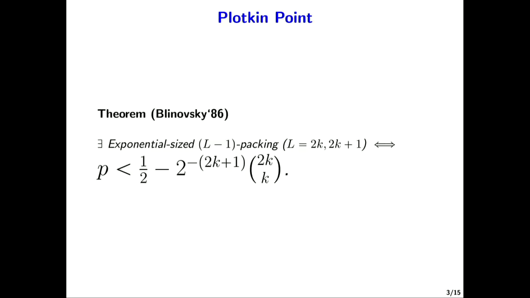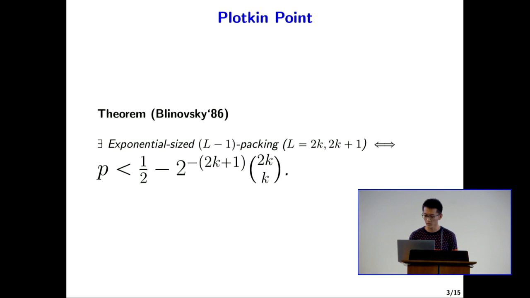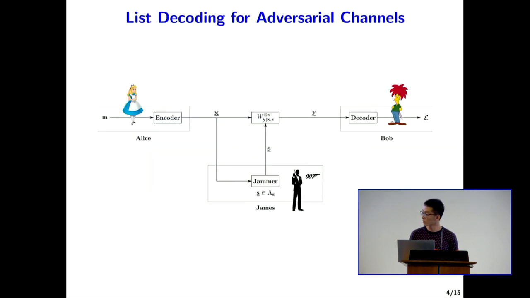This is indeed characterized by an early work by Blinovsky. An exponential-sized (L-1)-packing exists for L being 2k or 2k+1 if and only if p is less than this threshold, this complicated formula. You see that if you increase L from 1 to some large number, this threshold is going to increase from 1/4 to 1/2. So what I'm going to do in the rest of the talk is significantly generalize this theorem.